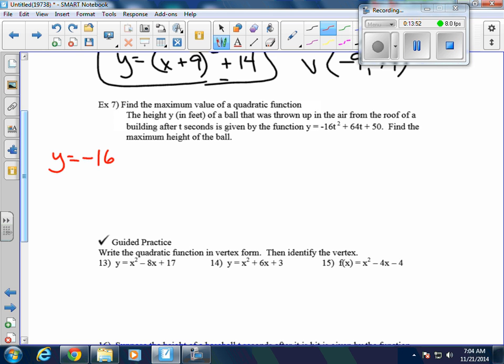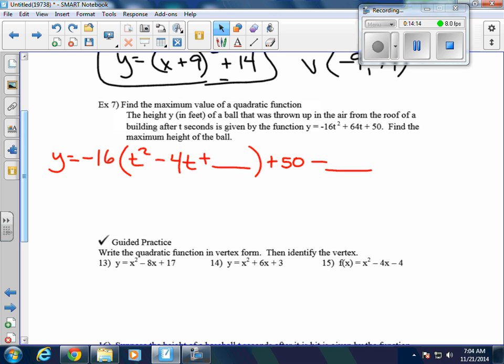Well, to do that, I'm going to factor out a negative 16. So then if we do that, 64 divided by negative 16 is negative 4. So I have a negative 4t plus some number. Then I'm going to move that 50 out of here. And then minus some number. Well, we have to figure out what that some number is. So if we put in 4, so it's 4 divided by 2 squared. So 4 divided by 2 is 2. 2 squared is 4. So 4 goes in this one.